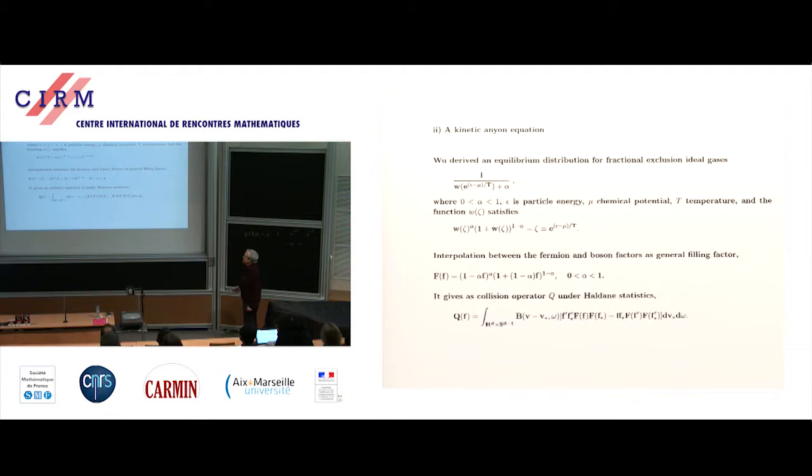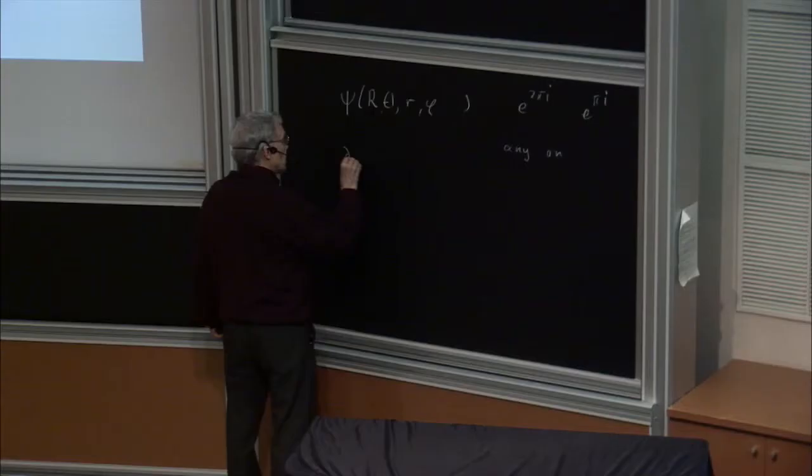In these statistics, if you have an ideal gas, then in equilibrium it has a distribution function like this, with alpha between 0 and 1, epsilon the kinetic energy, mu a chemical potential, and w a function satisfying this equation. In particular, for alpha equals 0 you get bosons, for alpha equals 1 you get fermions. So we would of course also want to know what the Boltzmann equation looks like.